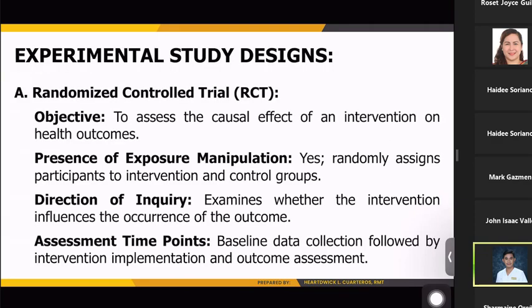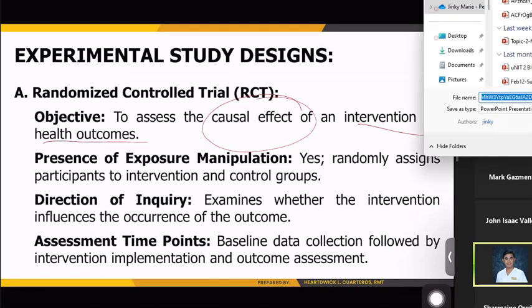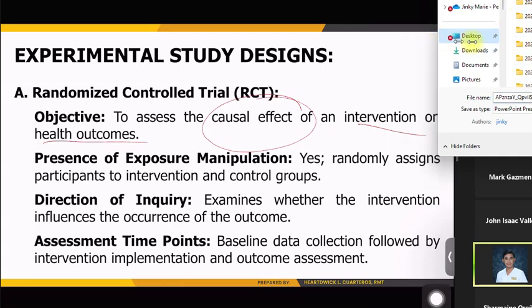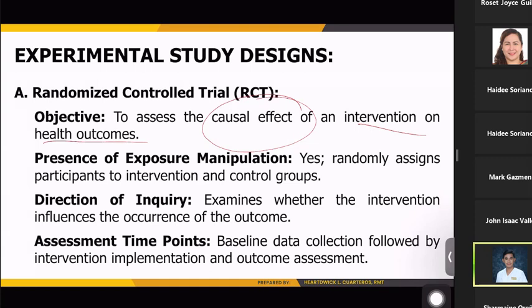So, what is the objective of your randomized controlled trial? This is to assess causal effect, okay, of intervention on health outcomes. Presence of exposure manipulation, yes. It's because it's experimental. Okay? So, it's experimental. Now, kapag nakapag-collect tayo ng data, we can, okay, manipulate or we can use intervention here. That's why manipulation is present.